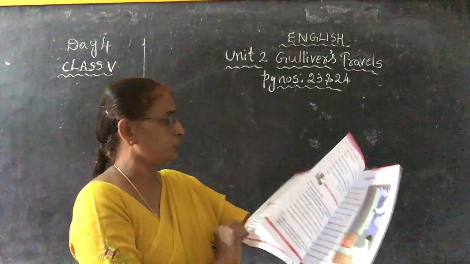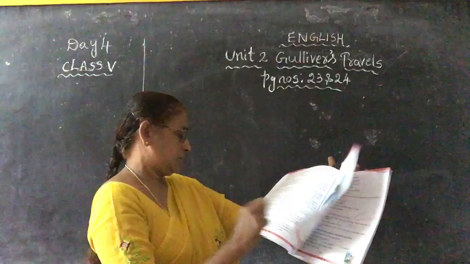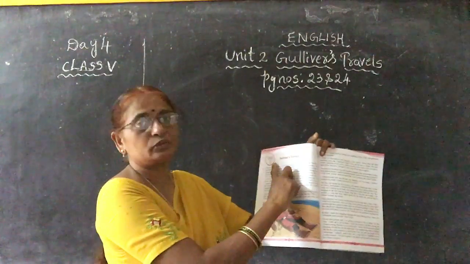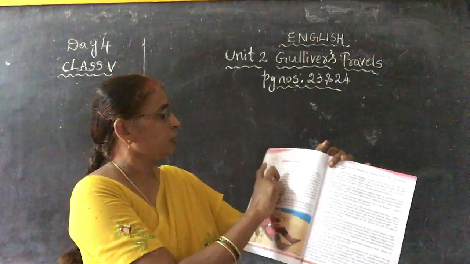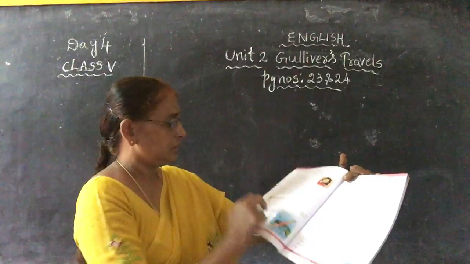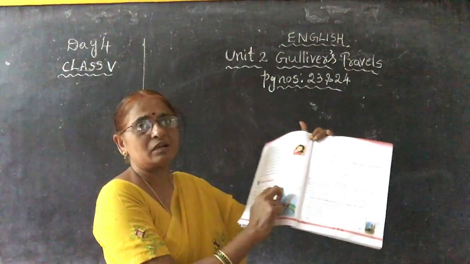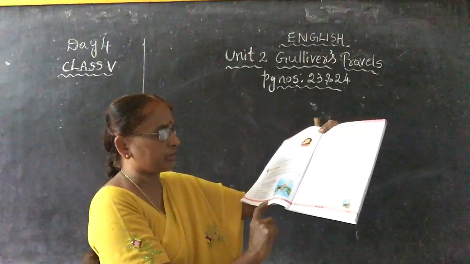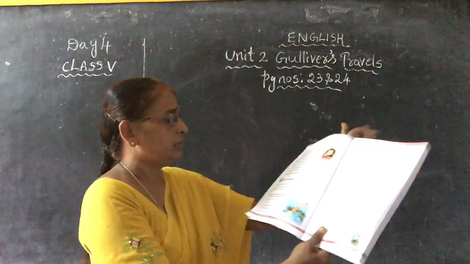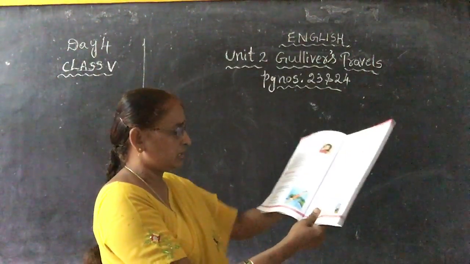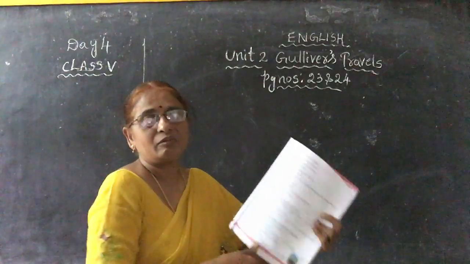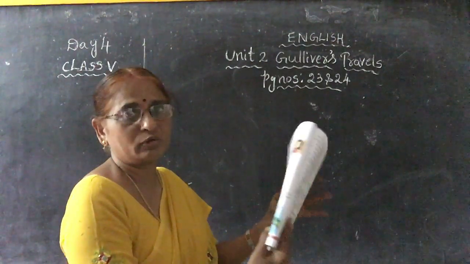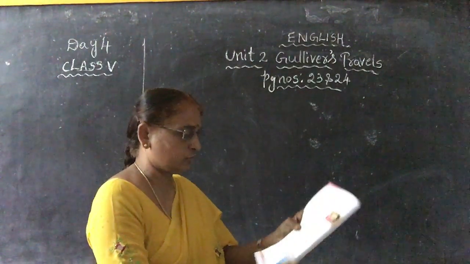So today's class is the second unit, Unit 2, Gulliver's Travels. After finishing this lesson, there are some grammar points, children. That is called learn grammar, page number 22 and 23, in our all-in-one book. What is the grammar in today's class?